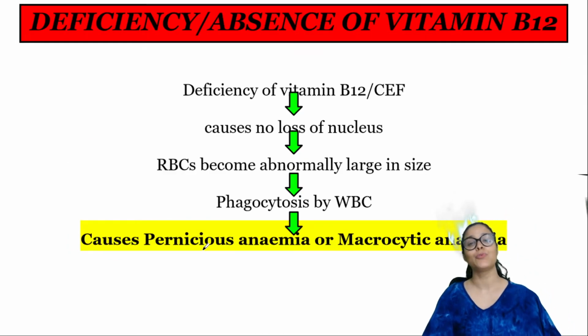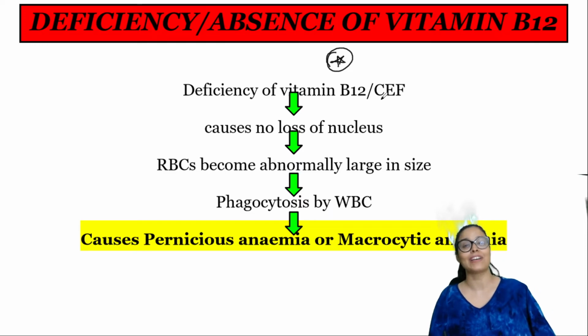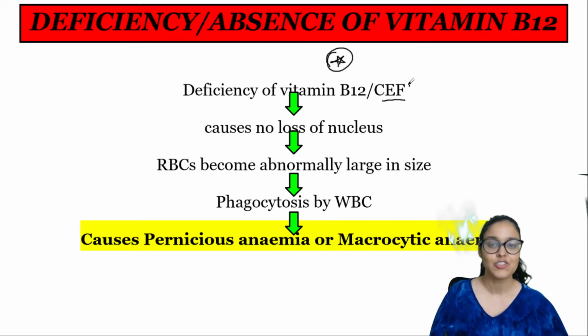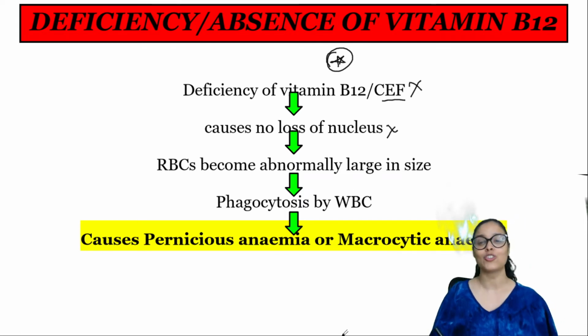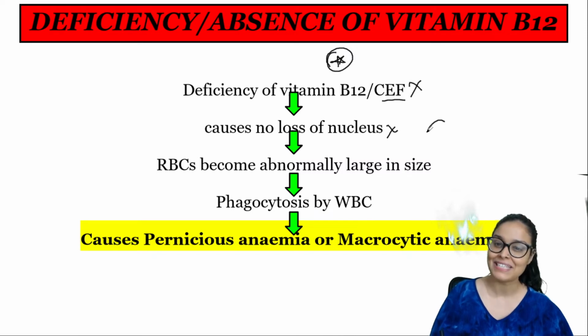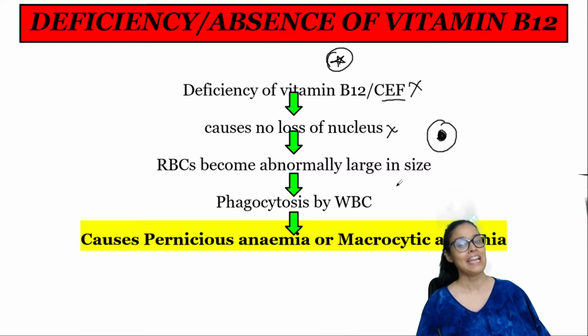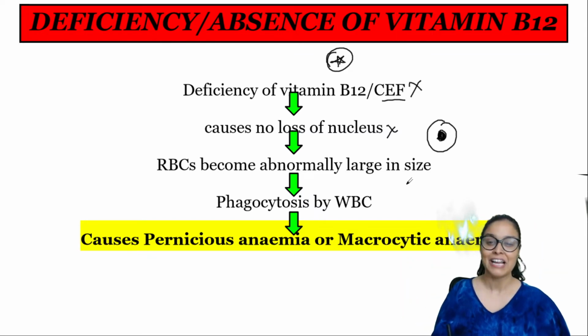So now we will see that when there is a deficiency of vitamin B12 or Castle extrinsic factor, when vitamin B12 is not there, there will be no loss of the nucleus, and when there is no loss of nucleus, the nucleus remains inside the RBC. RBC becomes abnormally large in size. The same story will repeat.